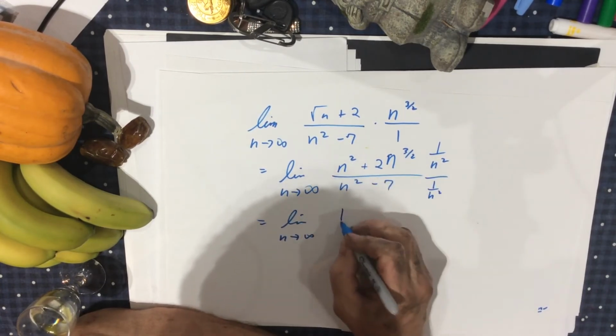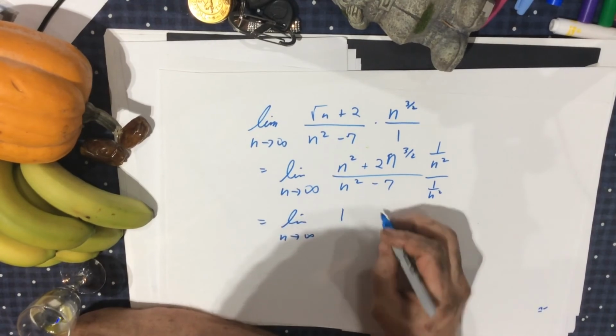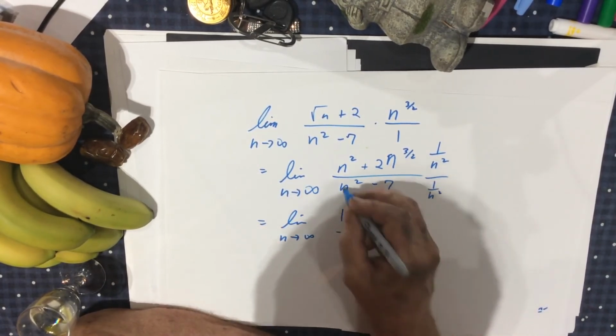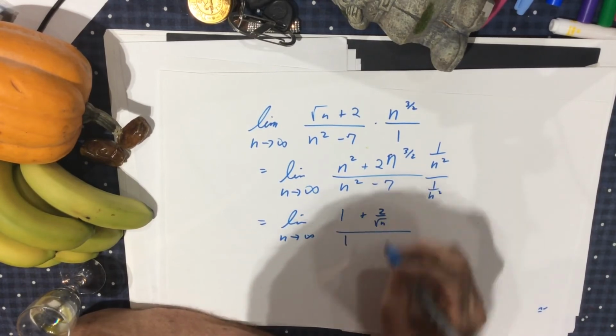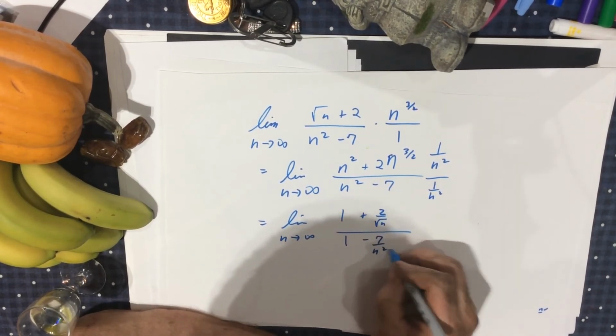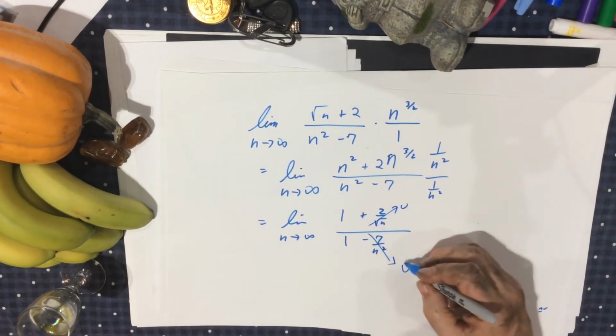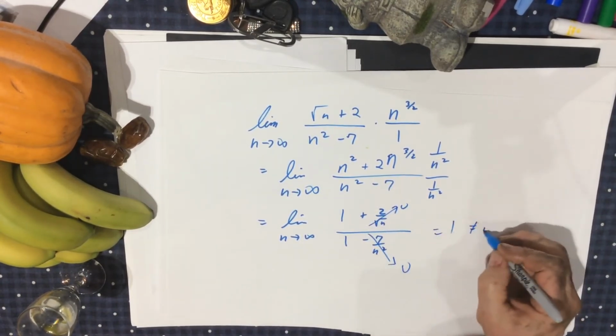1 over n squared times n squared is 1. 1 over n squared times 2n to the 3 halves is 2 over square root of n. 1 over n squared times n squared is 1. 1 over n squared times minus 7 is minus 7 over n squared. And now, as n goes to infinity, this goes to 0, this goes to 0. We get 1, which is not 0.